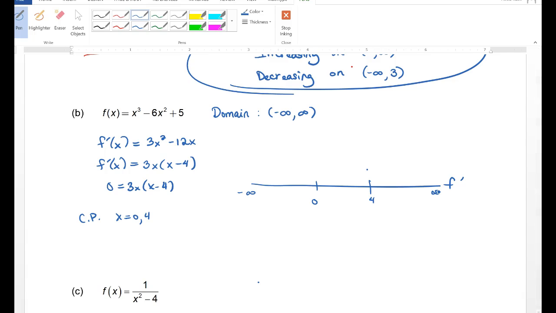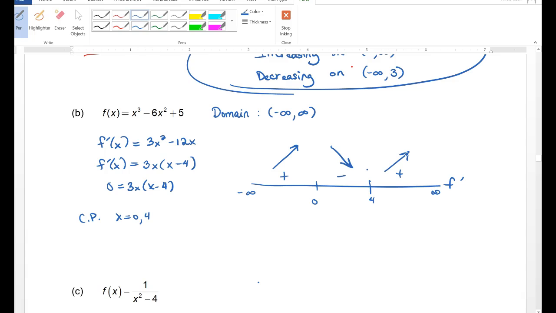And go ahead and choose test values and plug into the derivative. So if we plug in a negative number, what do we get? Negative times negative, positive. Plug in something between 0 and 4. Do we get positive or negative? Negative. And plug in something bigger than 4. It's positive. So it goes up, then down, then up.